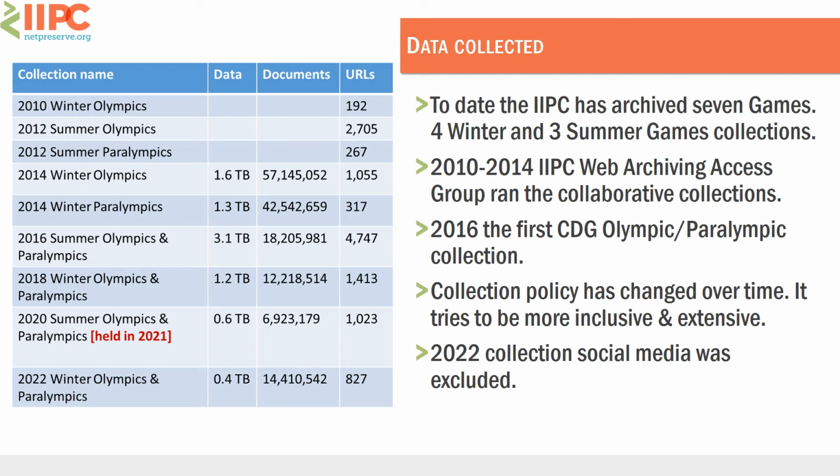2016 was the first CDG collection, Olympics and Paralympics. The Content Development Group was established in 2016 to collectively streamline the collaborative collection process. You do know that we've worked on lots of other collections in the past, including the refugee crisis in Europe, and COVID-19 is the biggest collection to date.